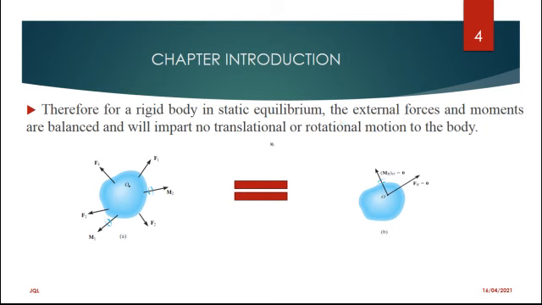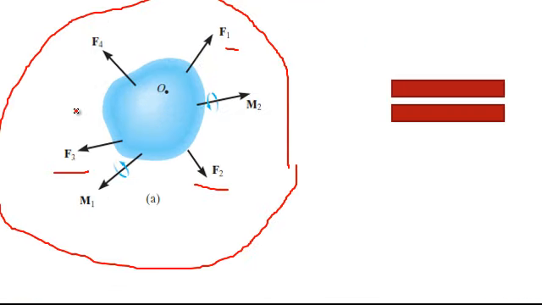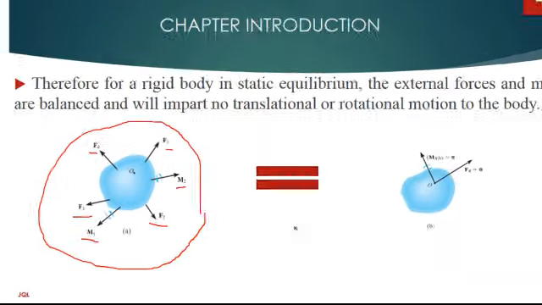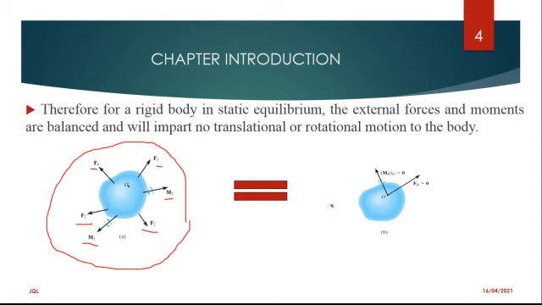Basically here, I'm just showing you this is a rigid body with some forces, that is F1, F2, F3, and F4. At the same time, we have got a moment M1 and M2. This is just equivalent to the resultant force and the resultant moment.